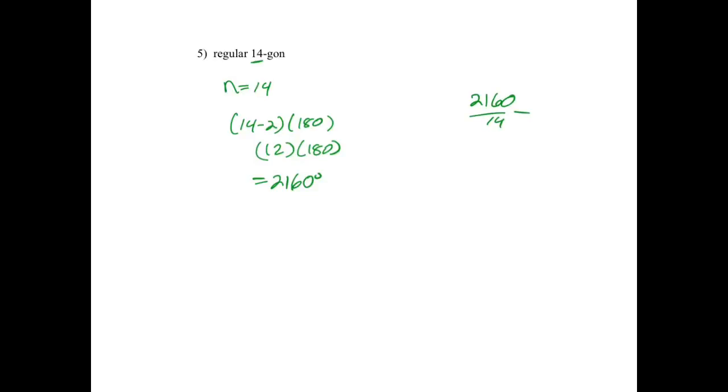The next one, I have a regular 14-gon, so n is 14. It's 14 minus 2 times 180, so 12 times 180, which equals 2160. That's the sum of all the interior angles. If I want to find exactly one angle, I'm just dividing 2160 by 14. So that means this is approximately 154.29 degrees.